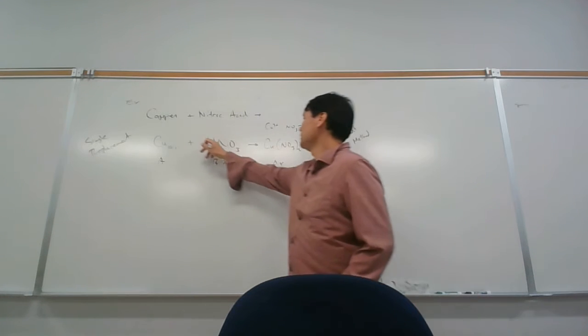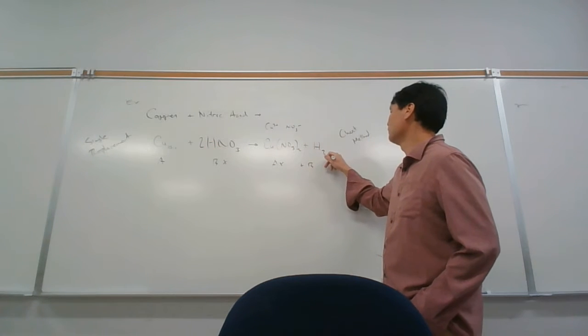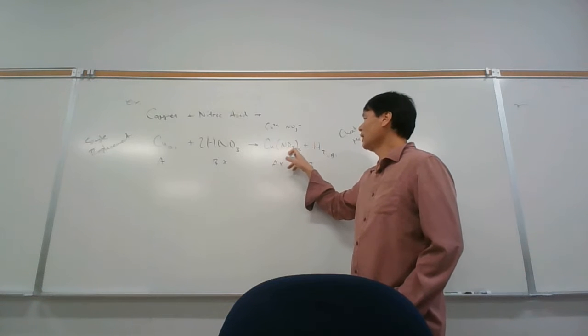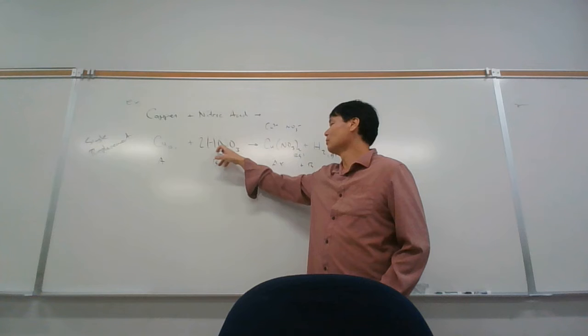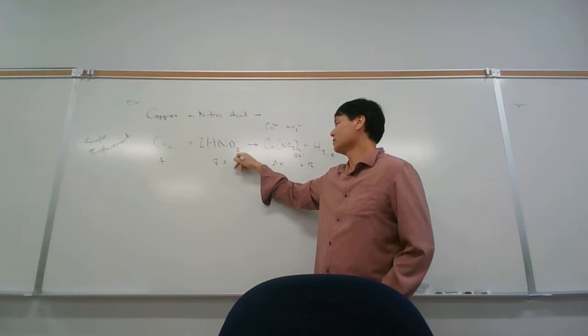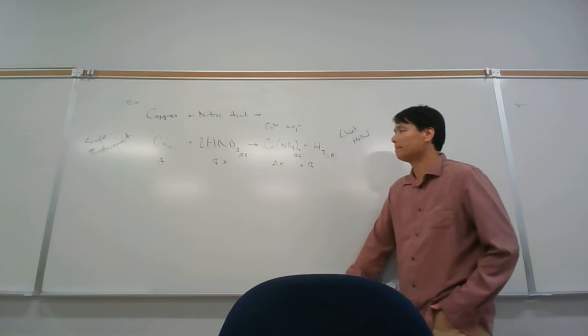So to balance this, we'll need 2 nitric acids. And we're going to form hydrogen gas. All nitrate salts are soluble, so this is aqueous. This is group 1 or nitrate, and so that's aqueous. And so this would be it.